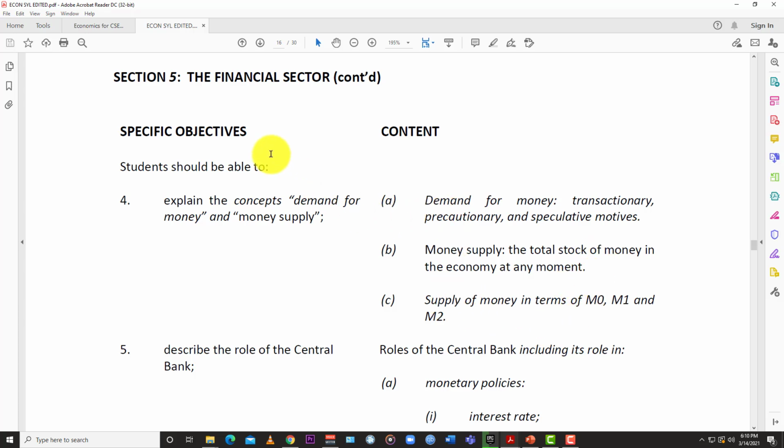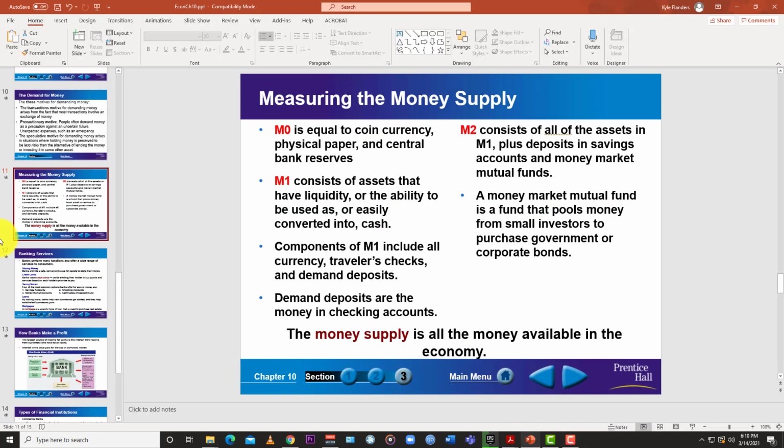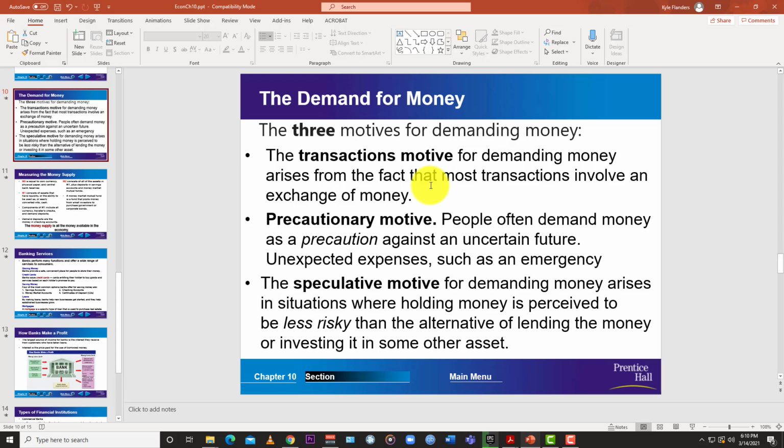Now let's look at the reasons why we demand money. Money demand. Why do we demand money? So the demand for money. There are 3 motives for demanding money, as I said before. You have the transactionary motive, the precautionary motive, and the speculative motive.